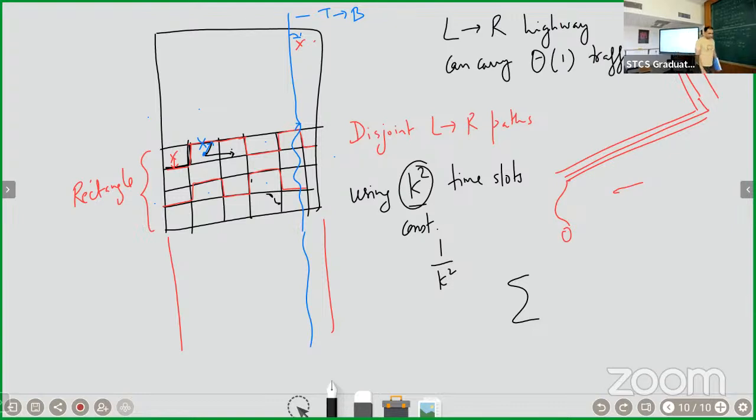Now, I will be done if I can show that at most square root n people are going to share this. That is all I have to show: no more than square root n. So why square root n is the question? How many highways do we have? That will depend on how you choose S.